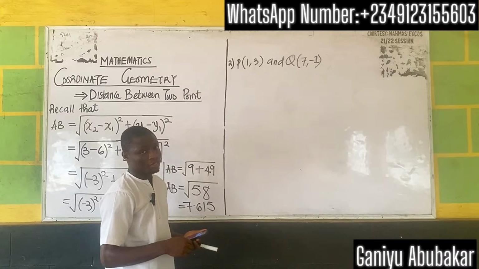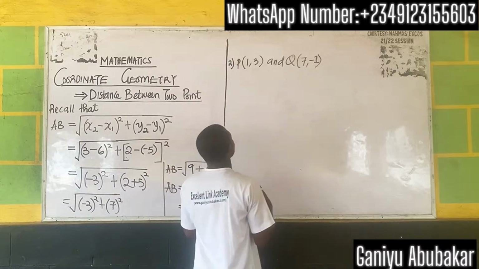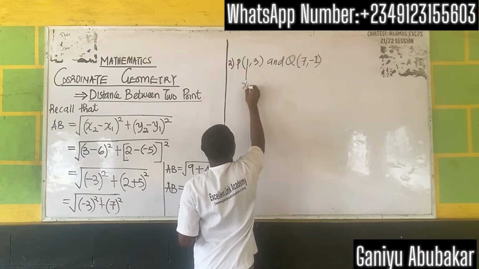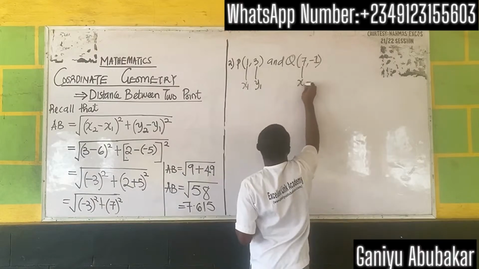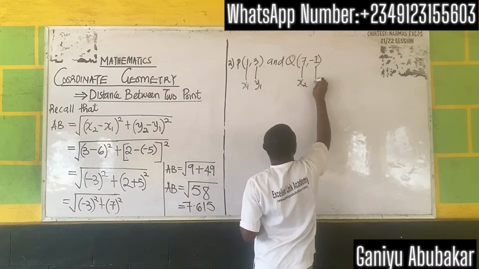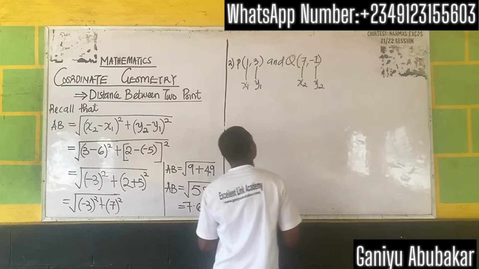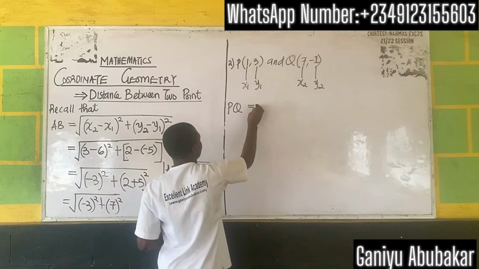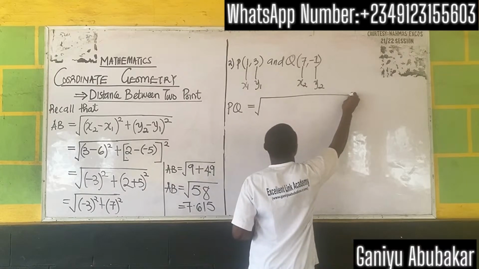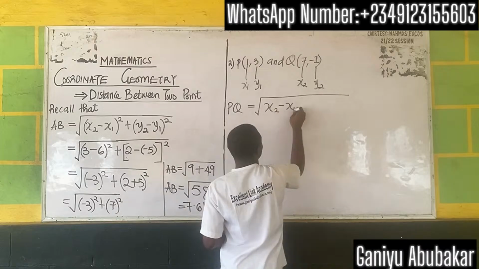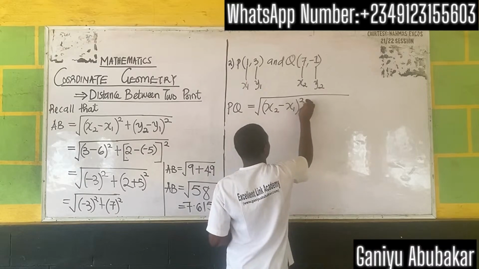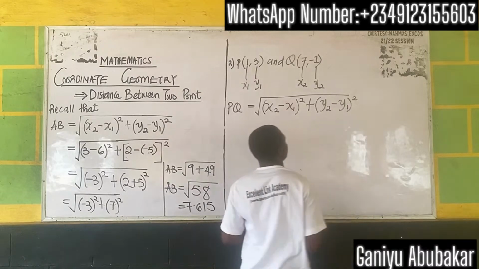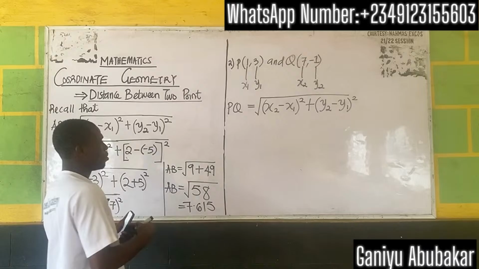Alright, so let's get this done, please. From here, we said here gives you x1, here gives you y1, this one gives you x2, this gives you y2. Find the distance between 2 points P and Q. So PQ is equal to the square root of x2 minus x1 all squared plus y2 minus y1 all squared. All right, let's proceed from here.